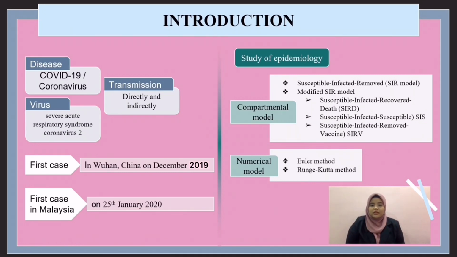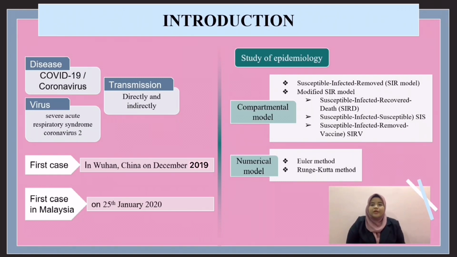The compartmental model is a general model that has been used in modeling infectious diseases. The most common compartmental model is the Susceptible Infected Removed (SIR) model. This model can be modified by adding new variables and parameters that will affect the pattern of the spreading. Some examples of modified SIR models are SIRD, SIS, and SIRV models.